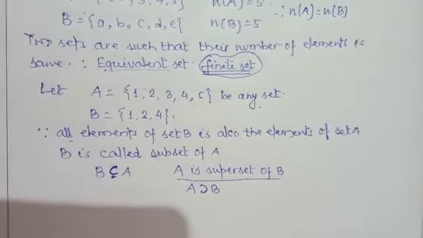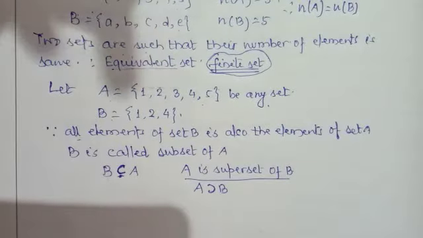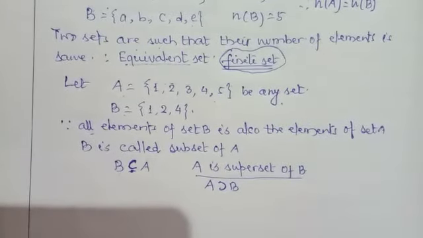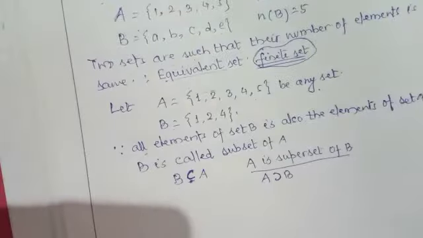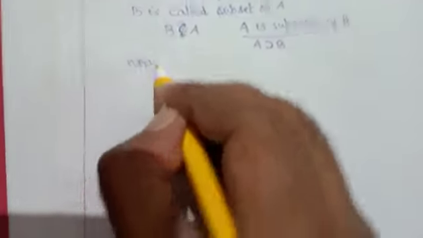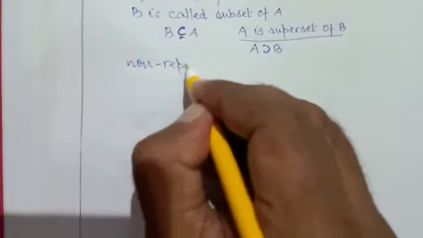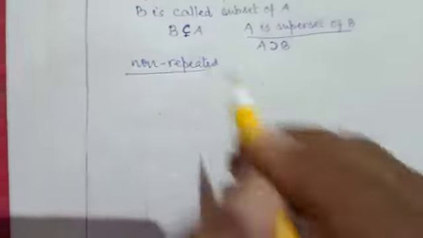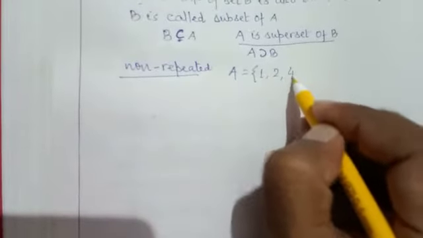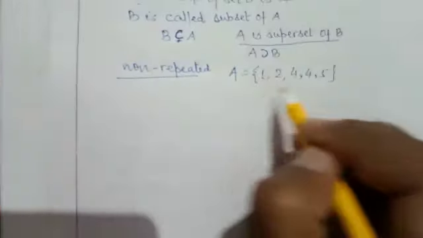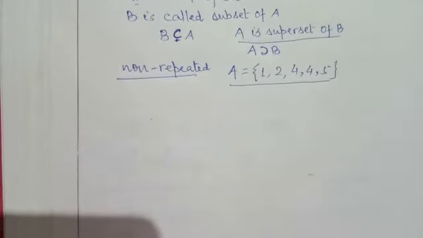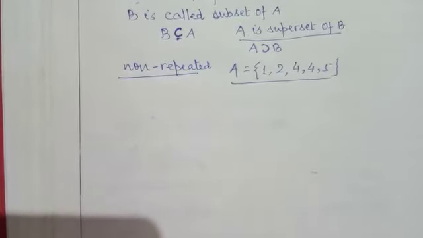Now see, one thing must be remembered: the elements of a set are non-repeated. For example, A equals 1, 2, 4, 4, 5 is not a set, because 4 comes twice.